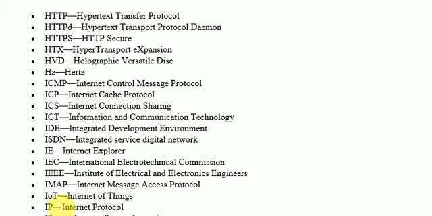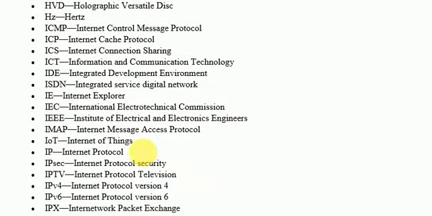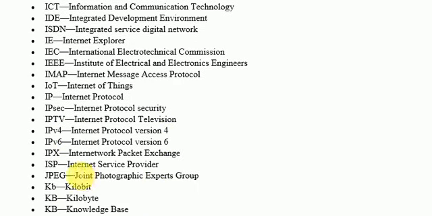Then IoT, Internet of Things. Nowadays this is a very vast theme in embedded systems. IP, Internet Protocol. IPsec, Internet Protocol Security. IPTV, Internet Protocol Television. IPv4, Internet Protocol version 4. IPv6, Internet Protocol version 6. Basically these two protocols are used in transferring email. Then IPX, Internetwork Packet Exchange.